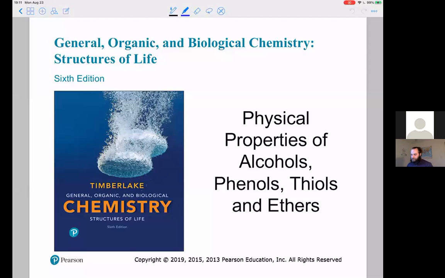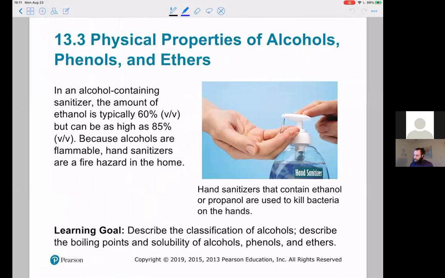Okay, so now let's talk about the physical properties of all of our four new functional groups here. We did talk about how alcohols are used as hand sanitizers. Phenols used to be more popular as anesthetics and topical antibiotics. Now they just use straight ethanol because it does a great job of killing the bacteria on your hands.